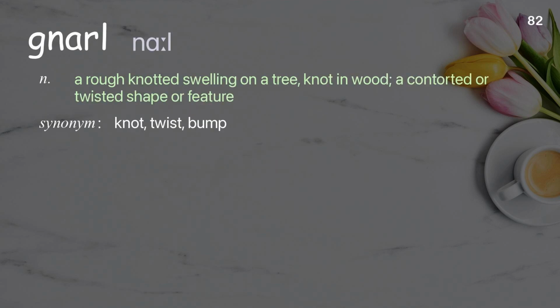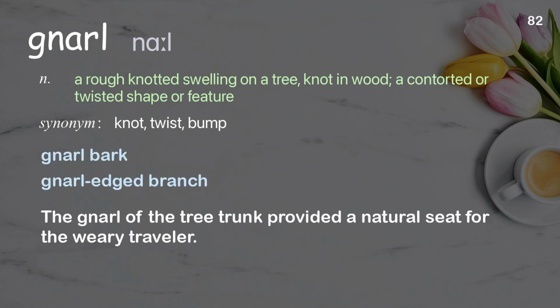Gnarl. A rough knotted swelling on a tree, knot in wood, a contorted or twisted shape or feature. Examples: Gnarl bark. Gnarl-edged branch. The gnarl of the tree trunk provided a natural seat for the weary traveler.